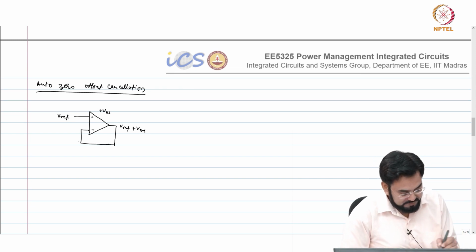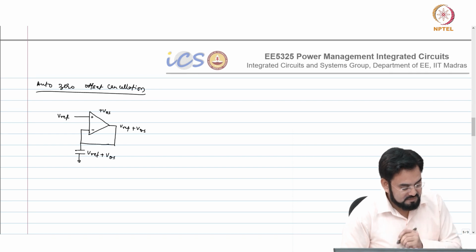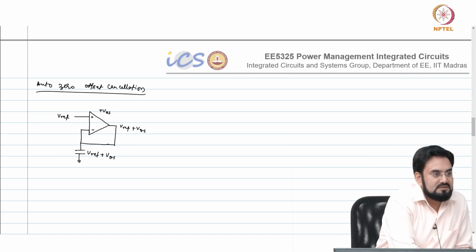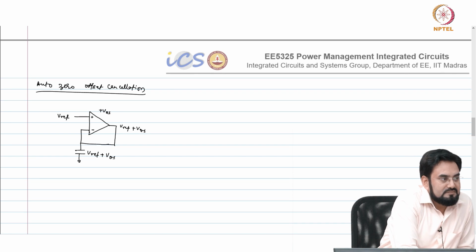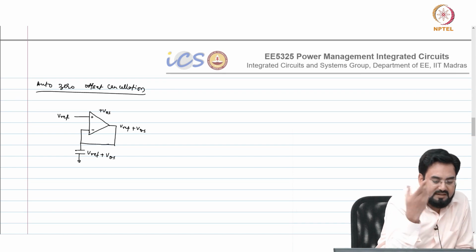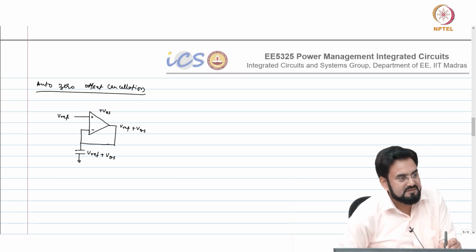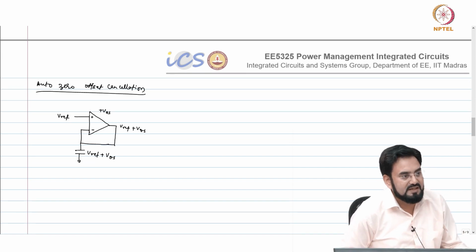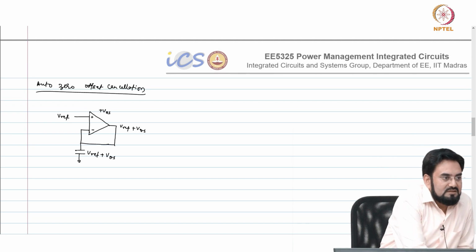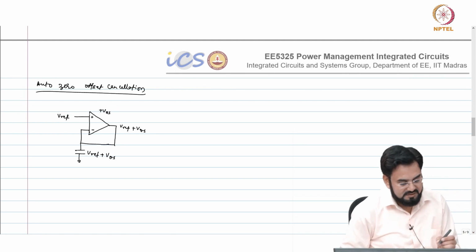So now if we add a cap here, this will store VREF plus VOS. So you had a plus VOS, which means at the positive terminal, instead of VREF it was looking at VREF plus VOS, correct.